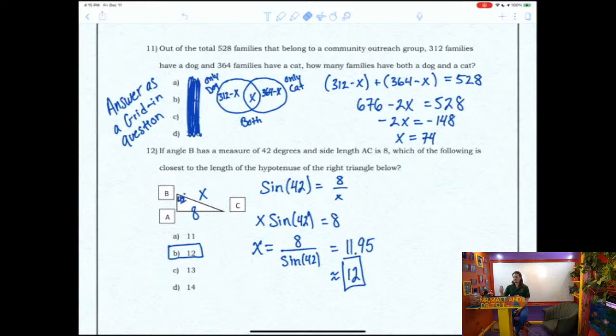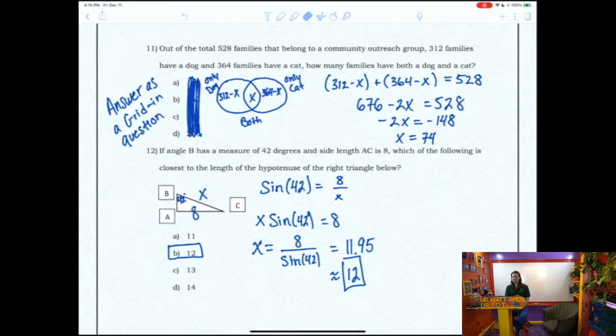And I do apologize here. I think this carries on from number 2, and I didn't change. There's a typo with the problem repeated itself. So this should have been 74, which doesn't match up with the answer selection, so I just told you to answer it as a grid-in. So I do apologize, but as long as you got the answer of 74, you know that you are on the right track.